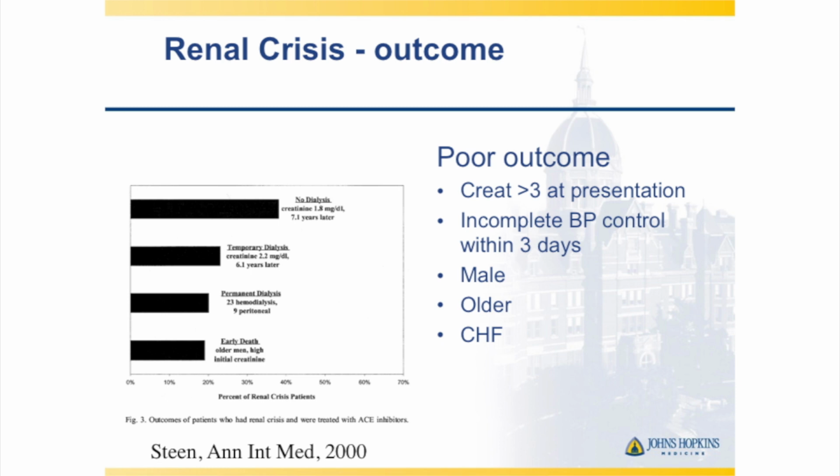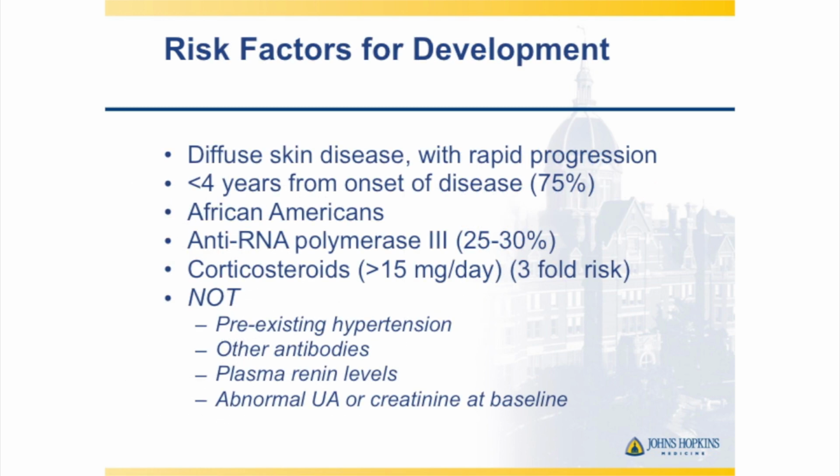But this is an area where we know that there seem to be particular risk factors. On the clinical side, this seems to be much more of a problem in subsets of the disease. People who have diffuse skin disease with rapid progression, for less than 4 years from disease onset, and we think that African American patients seem to be at a higher risk. What we certainly know is that with RNA polymerase III antibodies, 25 to 30% of patients who make this antibody will have a kidney issue at some point in their disease. This is one of the strongest markers that we have for somebody who might be at high risk.